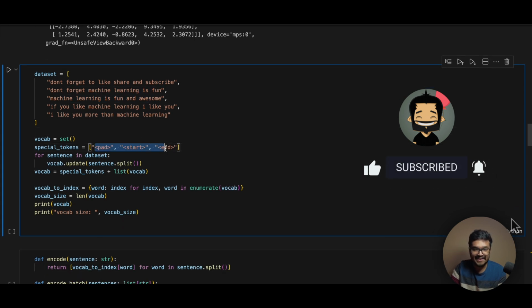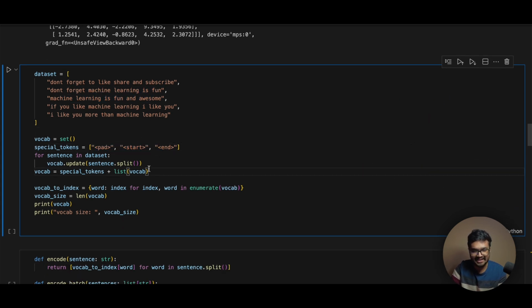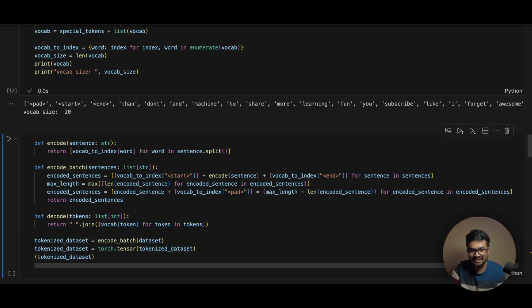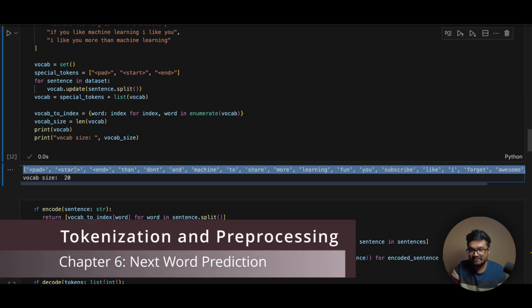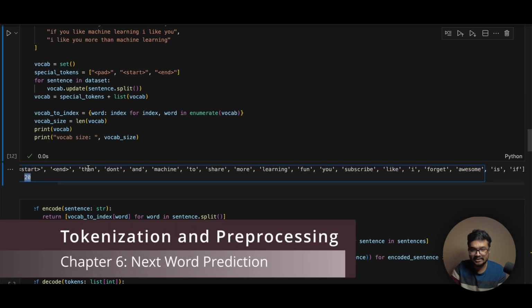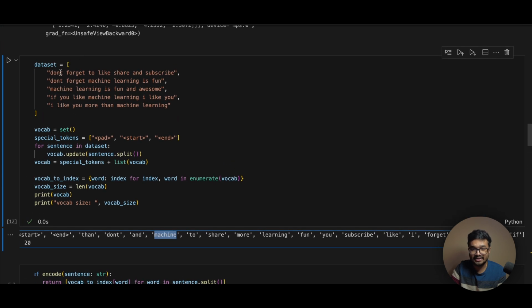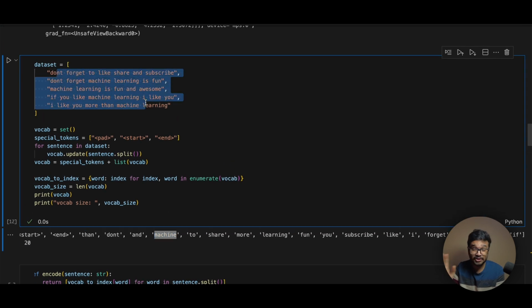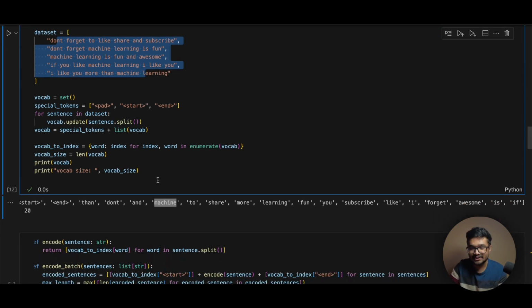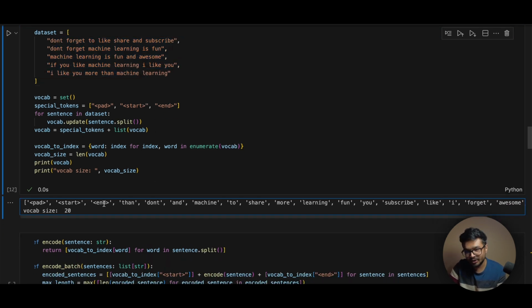And here I've added some special tokens, pad, start, and end. I'm going to talk about that in a bit. And then we have a vocabulary of size 20 that contains all of the words that are in our dataset. Now, again, in general, we use subword tokenizers when we train real language models, but this is a demonstration. So I'm just using a simple word tokenizer, and I'm using every word in the vocabulary.